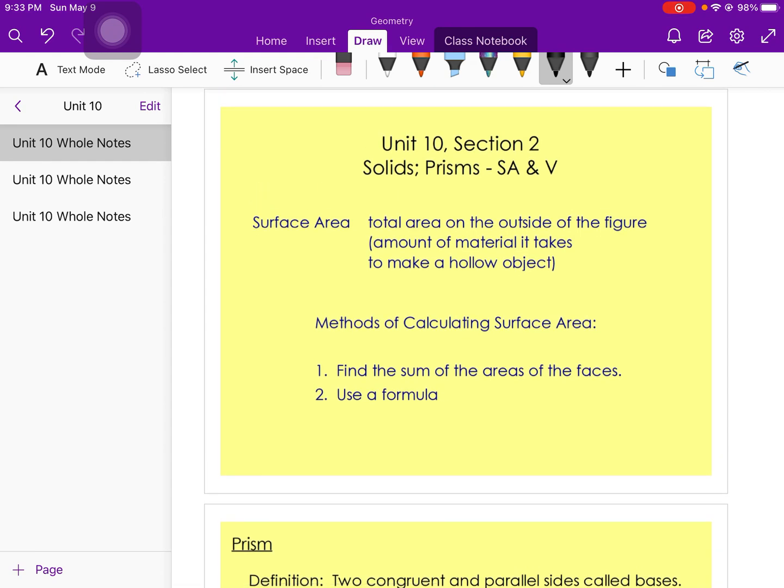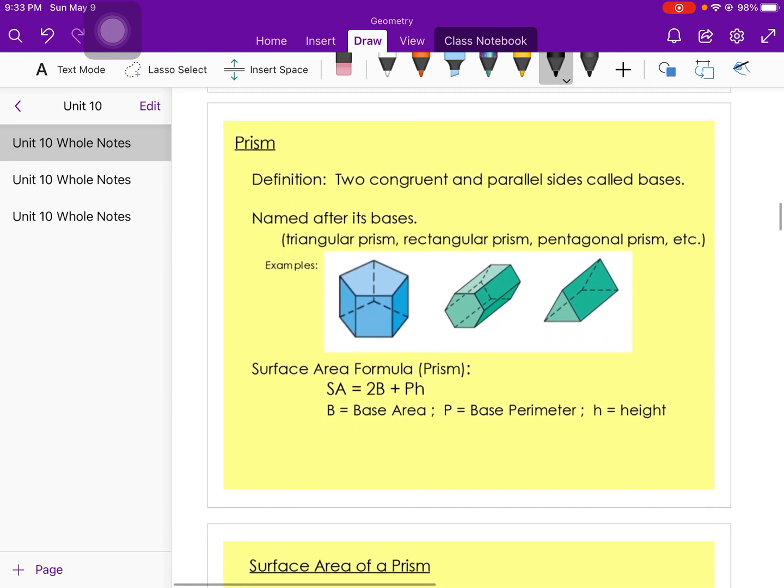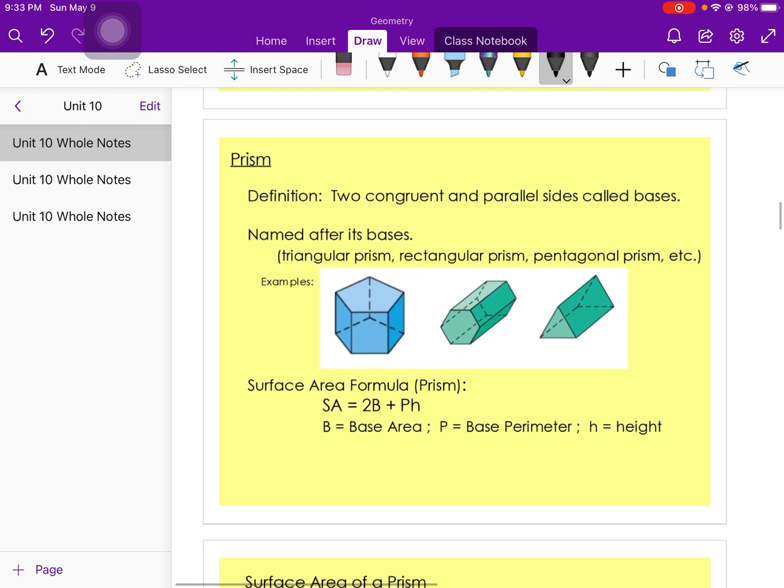The methods of calculating the surface area: you can find the sum of the areas of the faces, so you could find each individual face and then add them all together, or you can use a formula. And number 2 is definitely the one I recommend. Now recall that a prism, the definition of it, is two congruent and parallel sides called bases.